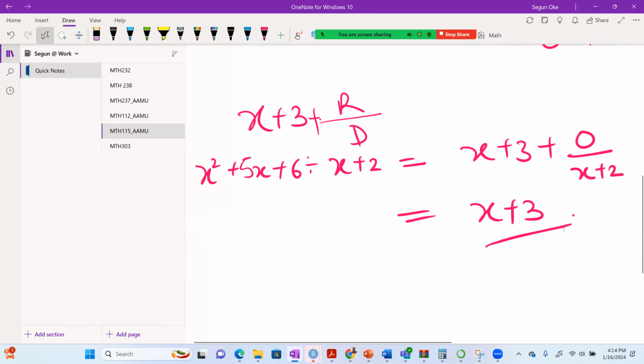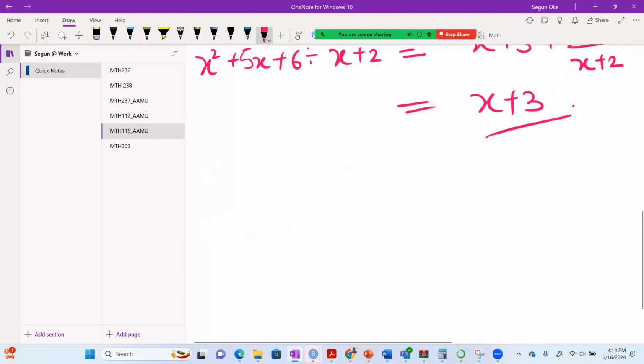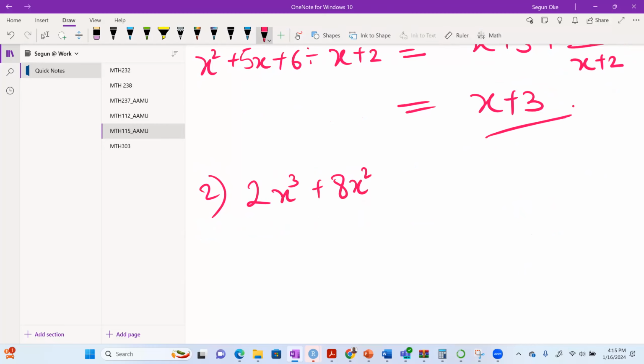So let's look at number 2. Number 2 says, when you have 2x cubed plus 8x squared minus 6x plus 10 divided by x minus 2. So let's look at the solution.